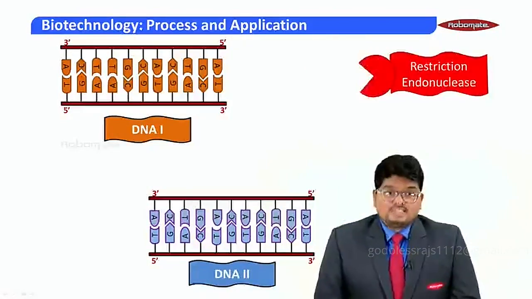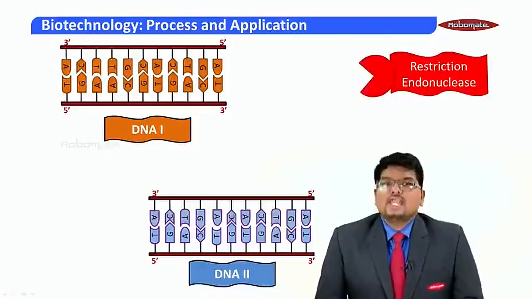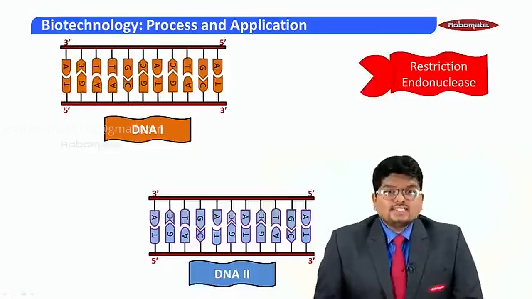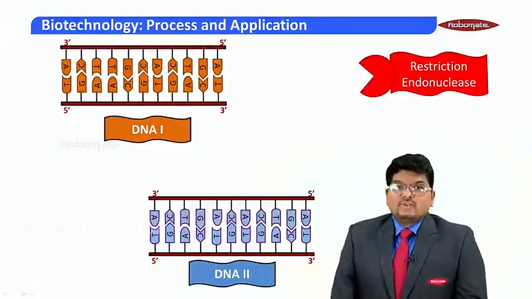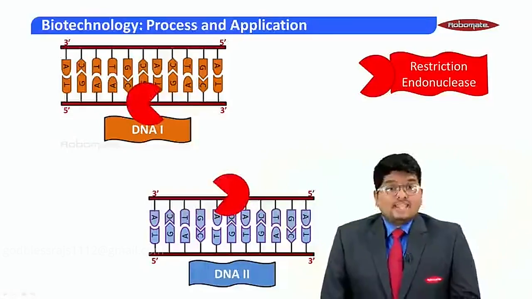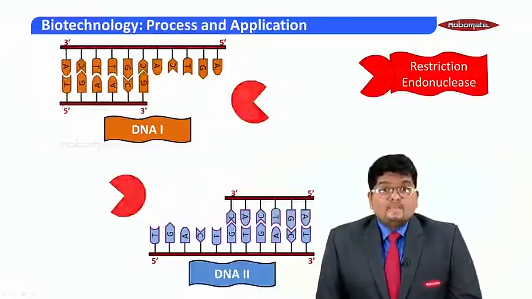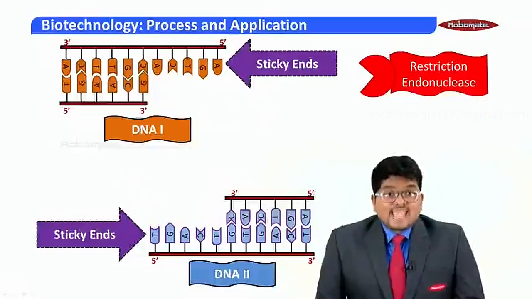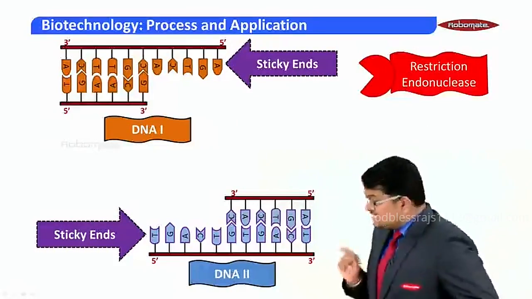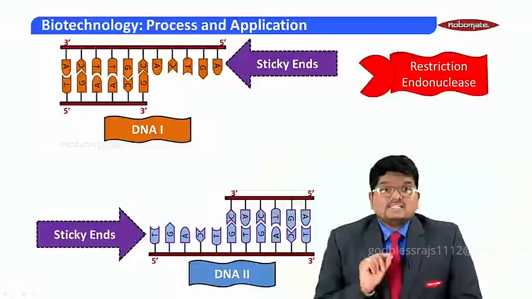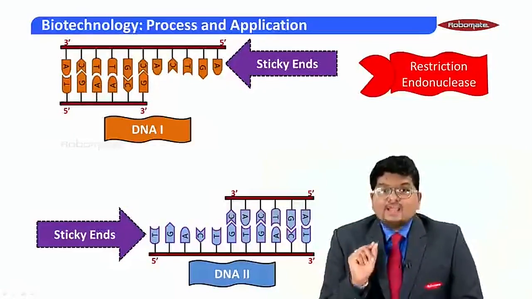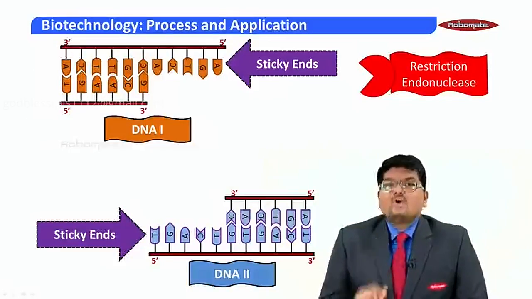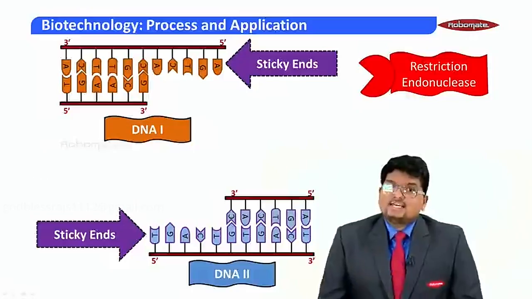Here I have an enzyme which is called restriction endonuclease, or which you have studied as molecular scissors. Now this restriction endonuclease enzyme will cut my DNA and give me a cleavage pattern which is called sticky ends. Remember that these sticky ends are single stranded overhanging DNA after the double stranded part of the DNA. These are the sticky ends.